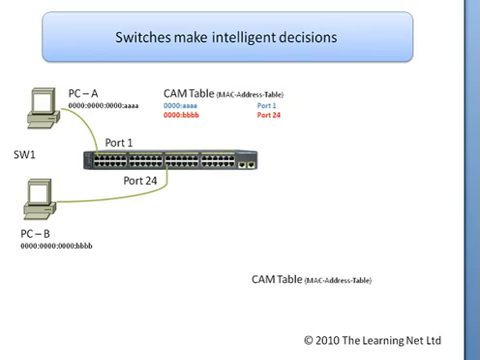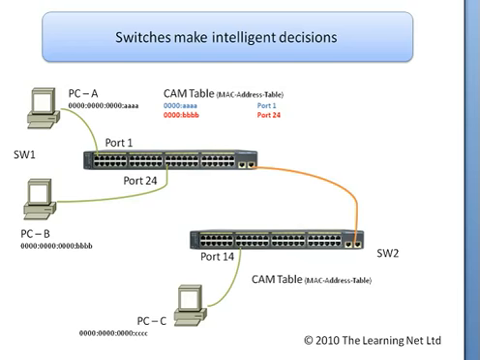If I add more switches to my network, if I add more computers to my network, and I connect them all together, we still need to learn those MAC addresses, and we still need to make intelligent decisions based on what we've learned. So in this example now, PCB already has an entry on switch 1, so switch 1 will not mark PCB down when PCB wants to talk to PCC.